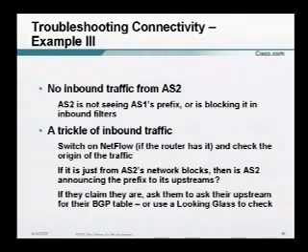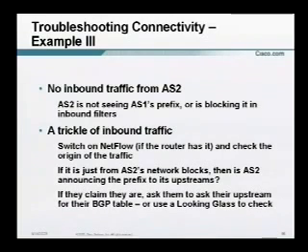So here, try and break it down into smaller pieces. AS2 is not seeing AS1's prefix, or it's blocking it in inbound filters. That's fairly obvious what you've got to try and do there. You just go to your neighbor and say, fix this. If there's a trickle of inbound traffic, and your router supports something like NetFlow, where you can see the actual traffic flow, the source and destination address of all the packets coming into your network, switch it on and have a look. Where are the packets coming from? Is it just from your upstream ISP and nowhere else? Then he's probably not announcing your prefix out to his peers.